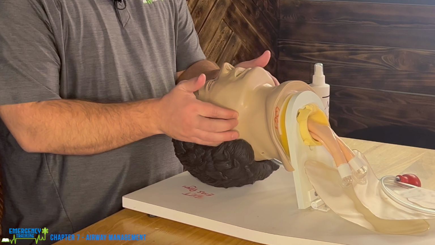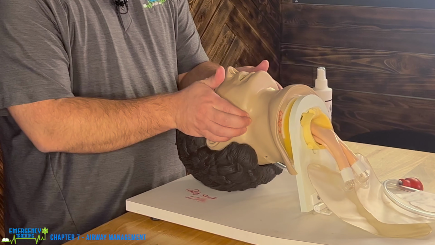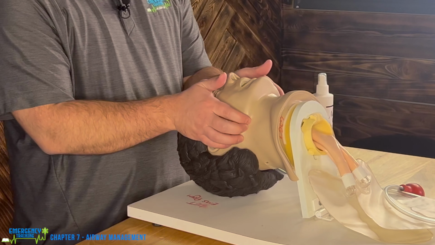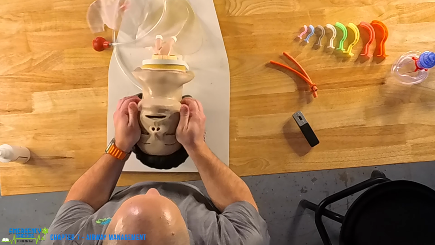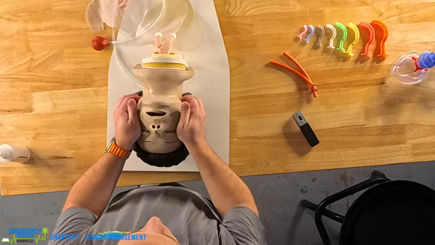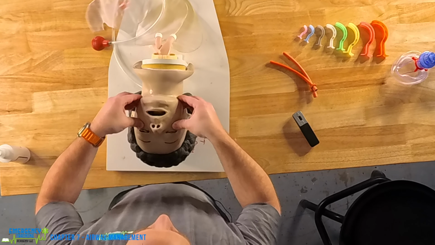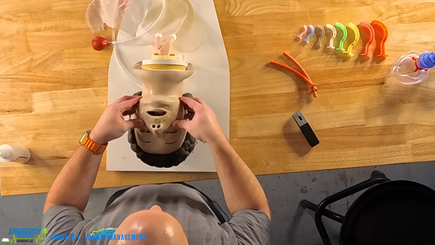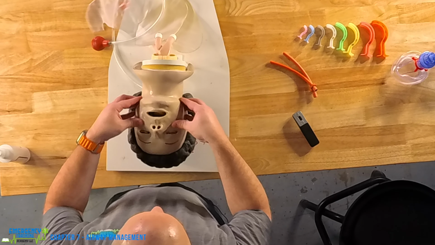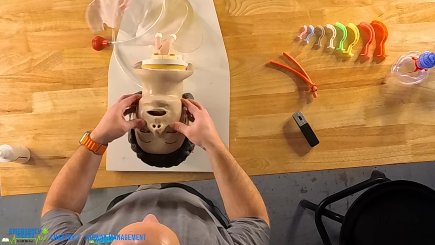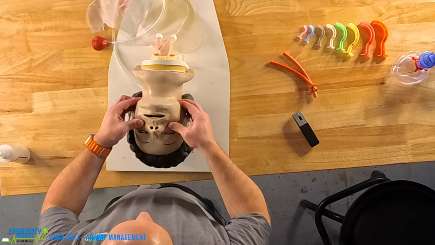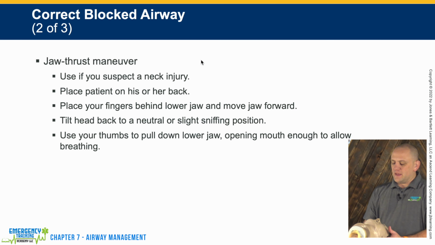we place our fingers behind the lower part of the jaw, and then we're going to lift up. And as we lift up, it's going to move the tongue out of the way. You can also use your thumbs a little bit of back pressure as you're pushing on their cheekbones to help you as you pull up.